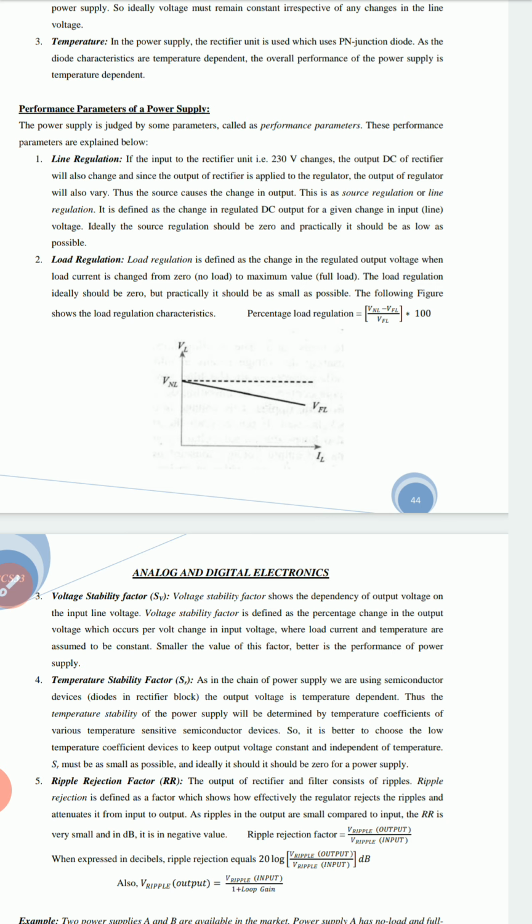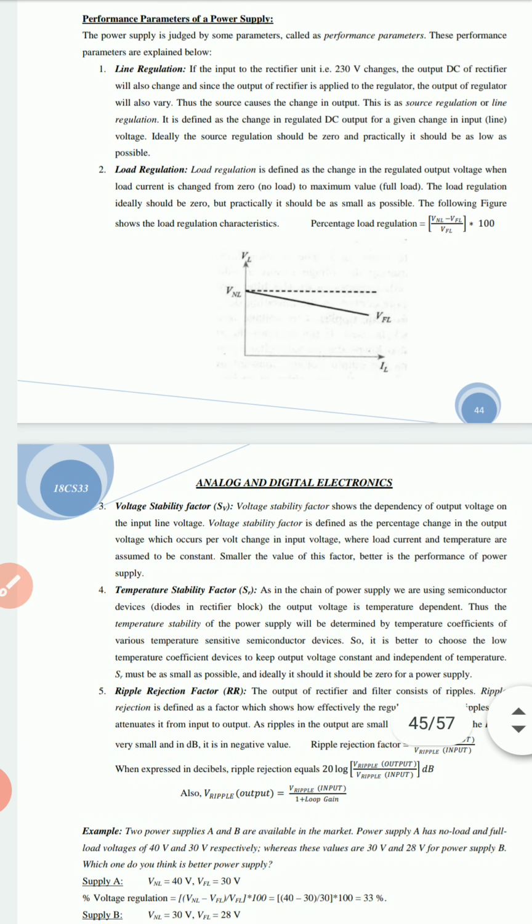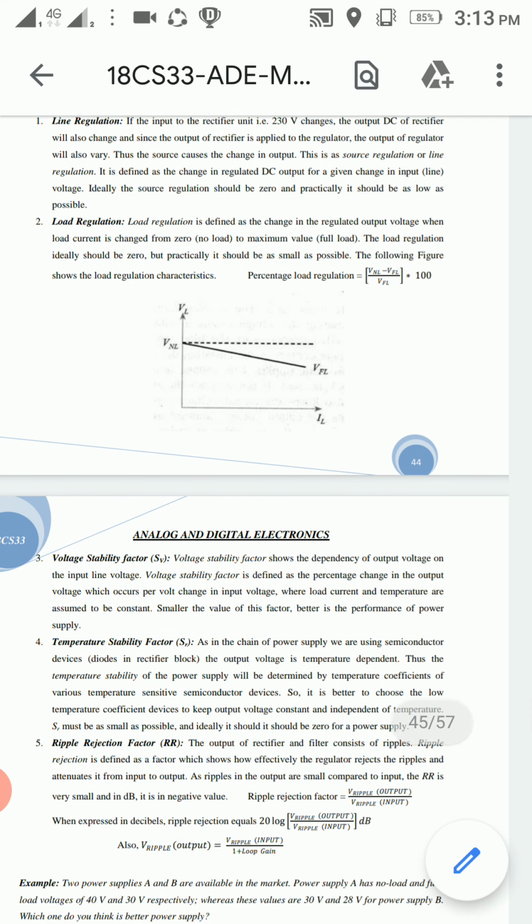Here the percentage load regulation is also given. To find the load regulation in terms of percentage: V no load minus V full load, divided by V full load, into 100. That is exactly how the percentage load regulation is found. This is the graph of that particular one.